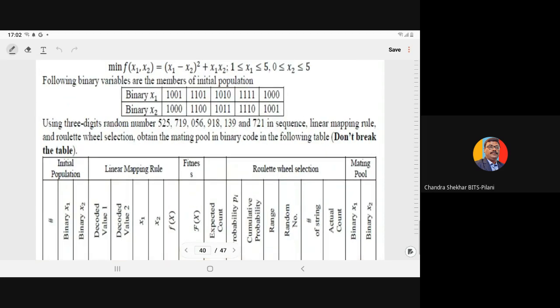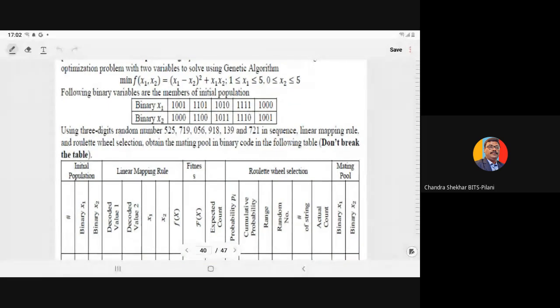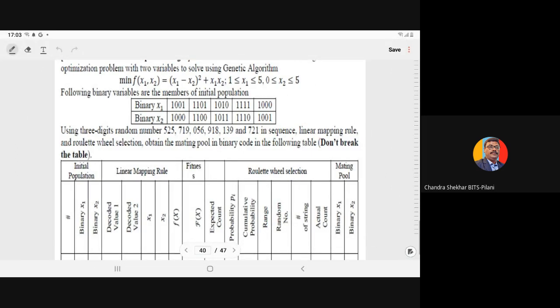Minimization of f of x1 comma x2 is equal to (x1 minus x2) whole square plus x1 x2. Here the range of x1 is 1 and 5 and the range for x2 is 0 and 5. The following binary variables are members of the initial population. So we have given you the population you have to consider using the 3-digit random number.